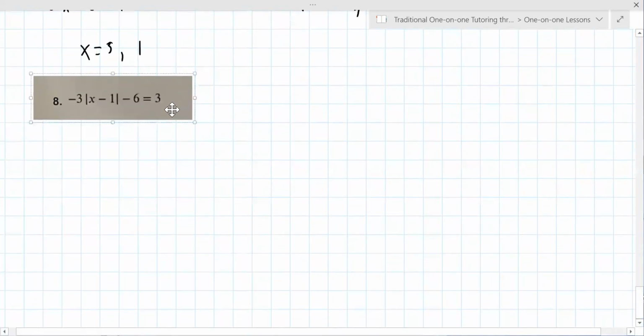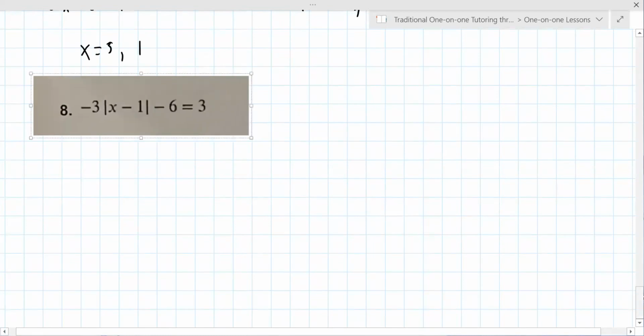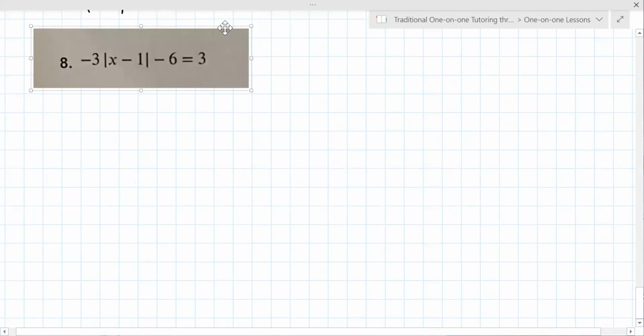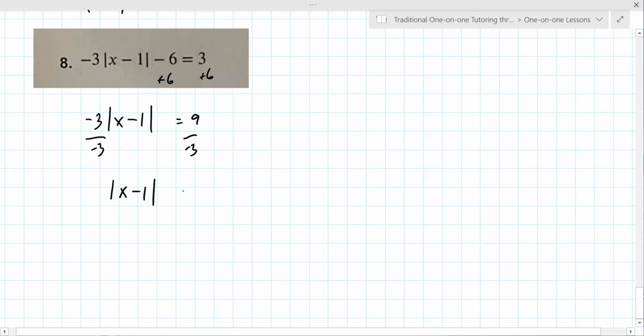All right, so question 8, you can do the same thing you did in the previous problem where you isolate the absolute value. Sorry, let me just get this where it's centered. So you can add 6 to both sides. -3, absolute value x minus 1 equals 9. You're trying to isolate this x minus 1, so you divide by -3, divide by -3. So absolute value x minus 1 equals -3. And this is a problem.